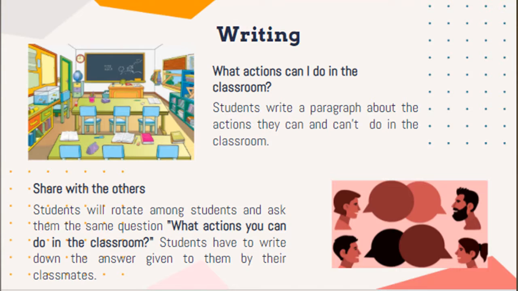For the writing skill, a situation is shown. In this case, we will talk about a classroom. The activity is to ask the student to describe the actions they can perform or do in the classroom. Once the activity is finished, the students rotate among their classmates asking the same question, so they have to write down the answer the classmate gave.